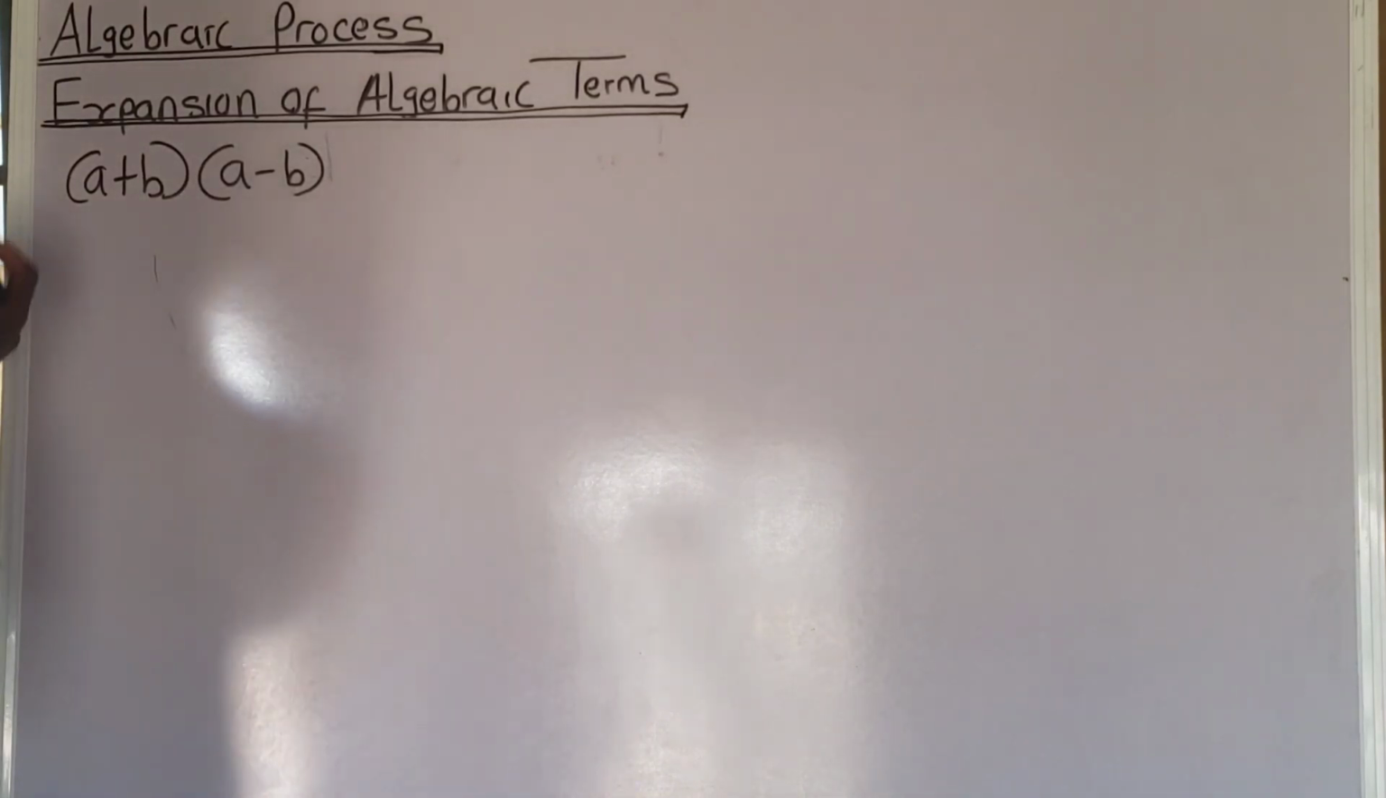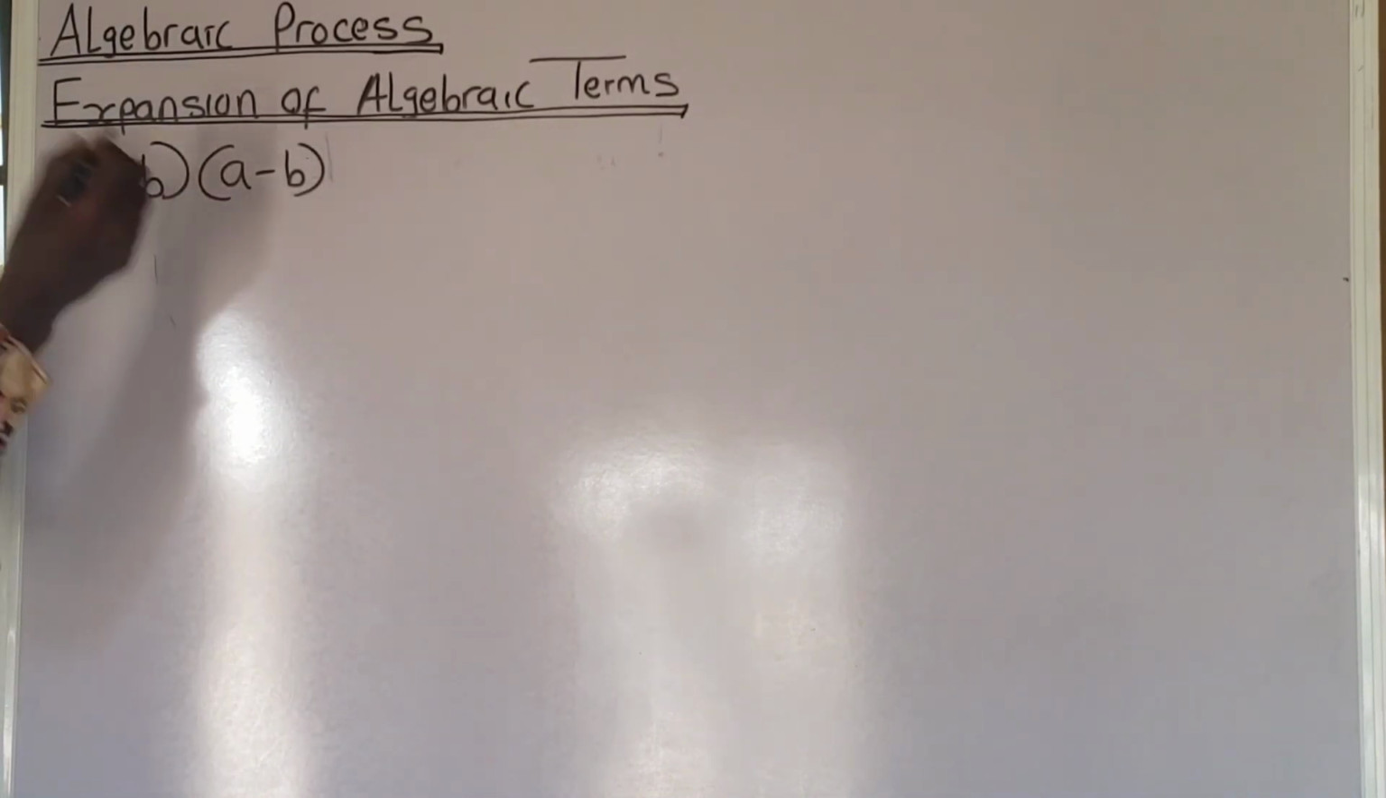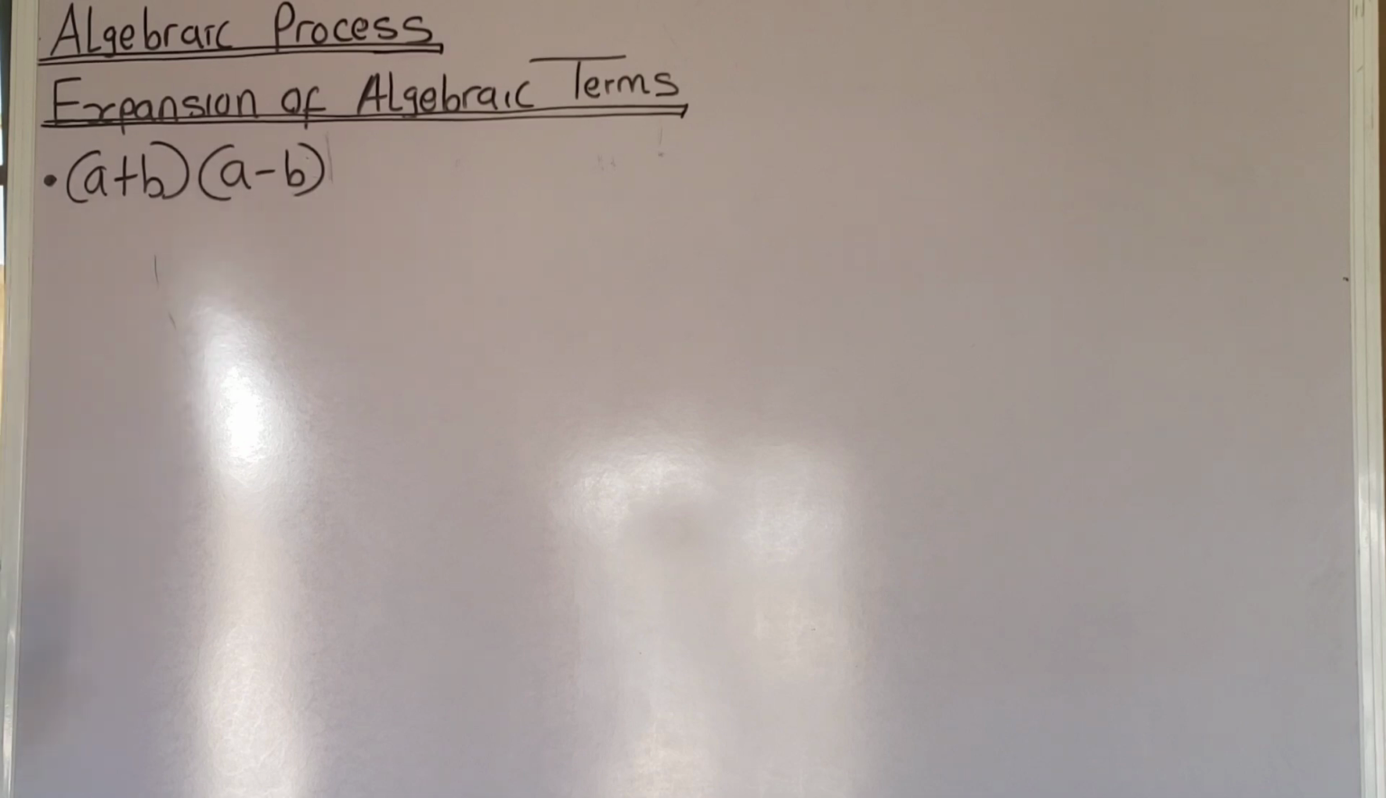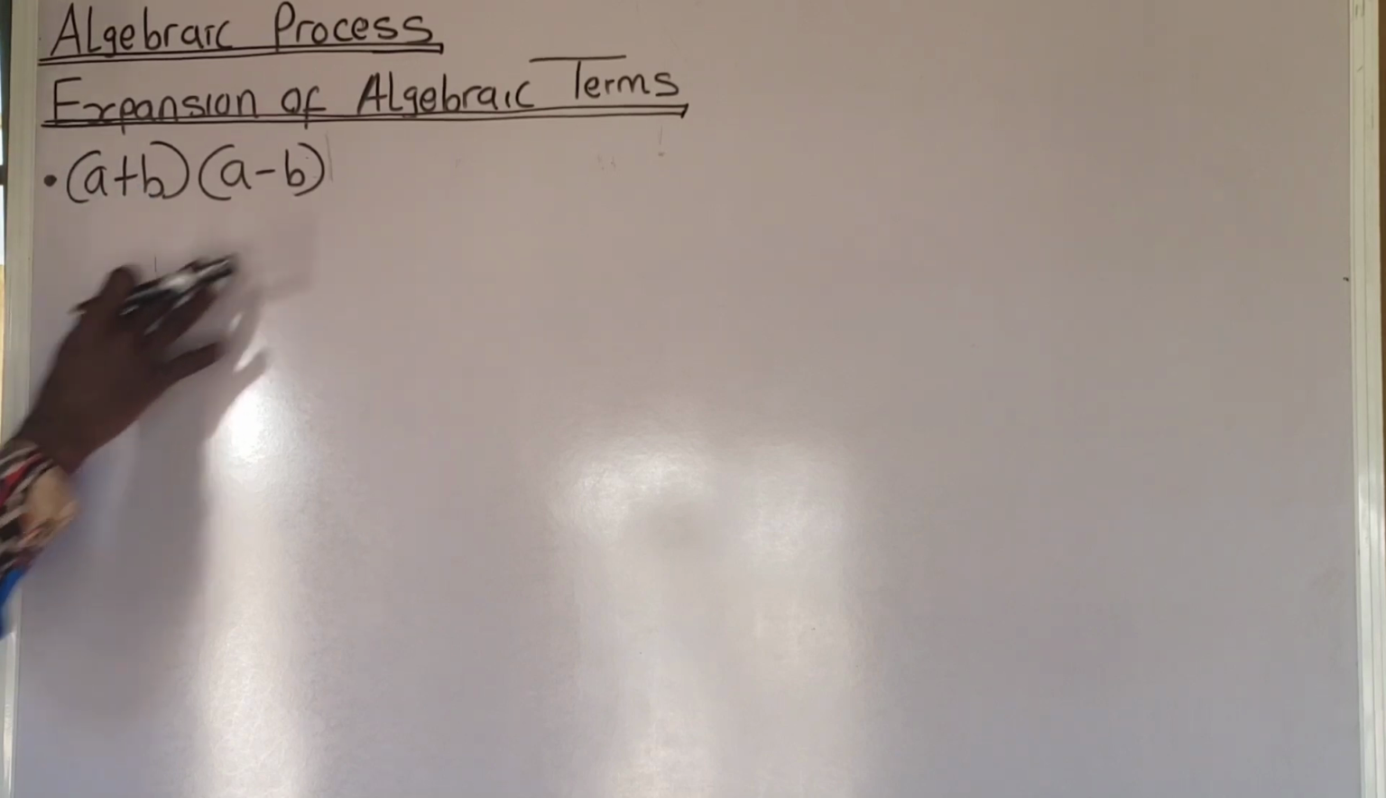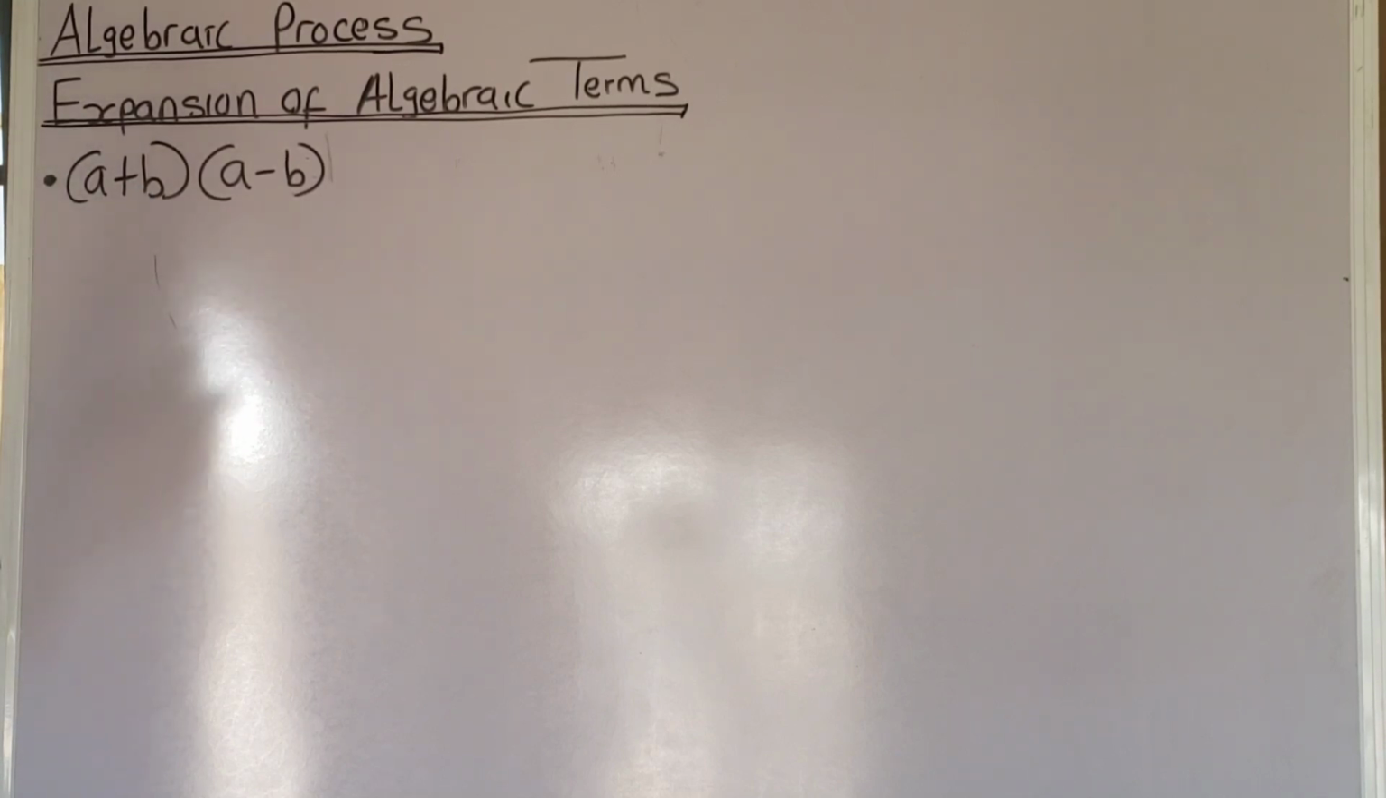Let's start with this example. We want to expand these algebraic terms. Now, please pay attention, okay? I have two terms in the first bracket. The first term is what? a. And the second term is what? Plus b. In the second bracket as well, I have two terms. The first term is also a, and the second term is negative b. Do you understand?